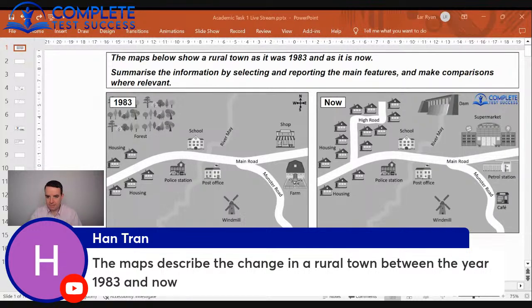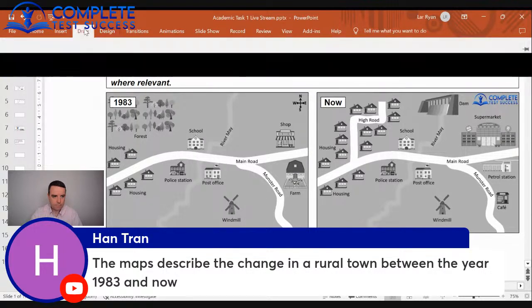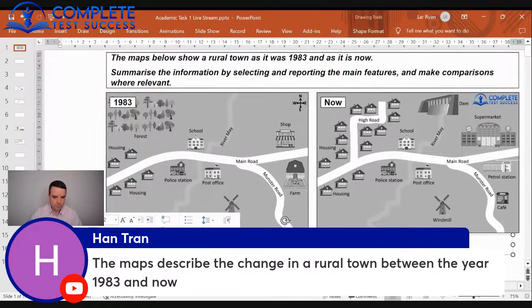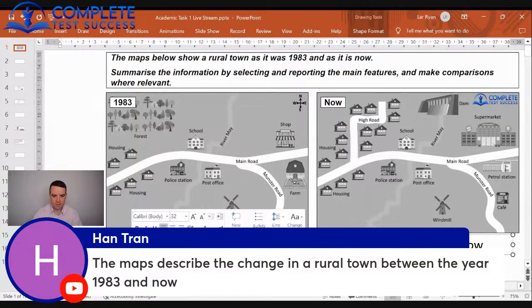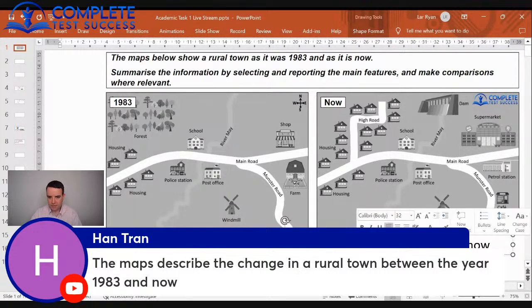But we can take a lot of what you've done. We can take what you've written and we can definitely use it. So let me just copy that over into the question here. So the maps, I'm going to change this. Illustrate changes in a rural town between, and we'll just say not the year 1983, because between the year 1983 and now.